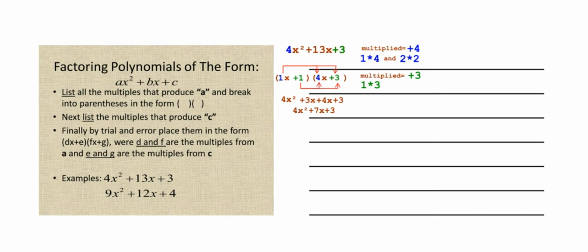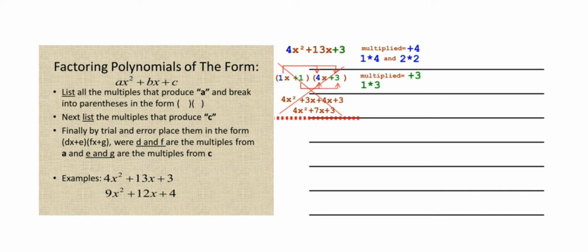So the expression now becomes 4x squared plus 7x plus 3. 3x plus 4x gave us the 7x. Notice, those two middle terms are what make the 7x, and that's what makes it critical. Is that the same as what we started with? No, it's not. It's not 4x squared plus 13x plus 3. In this case, we have a 7x in the middle. So this will not work. This is the trial and error portion of this. So this combination doesn't work.